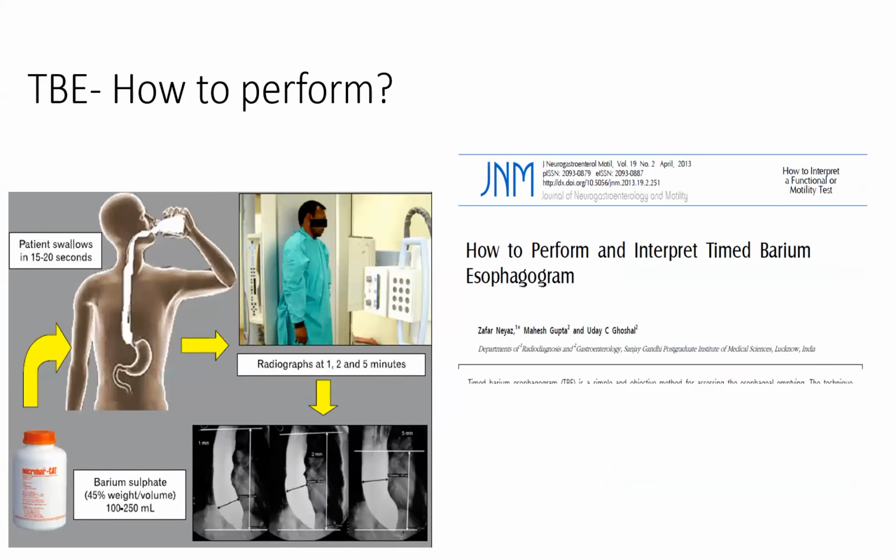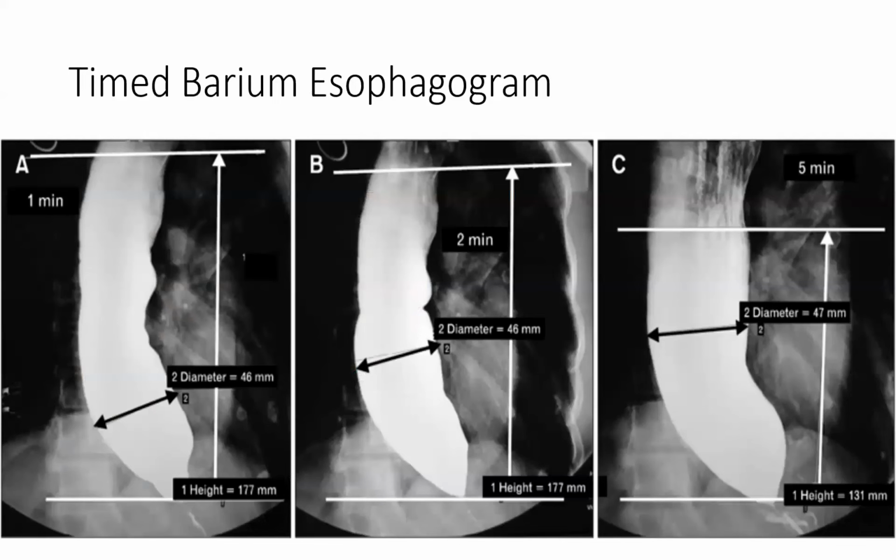First and foremost, the ACG still recommends using a timed barium esophagogram, and I will recommend this particular article to everybody who wants to know about timed barium esophagogram: Dr. Uday Kushal sir's very nicely written review article on how to do it in JNM. The patient swallows around 200 ml of barium sulfate at 45% by volume, and you keep taking radiographs at 1 minute, 2 minutes, and 5 minutes, and sometimes optionally even 10 minutes if it's a very bad case.